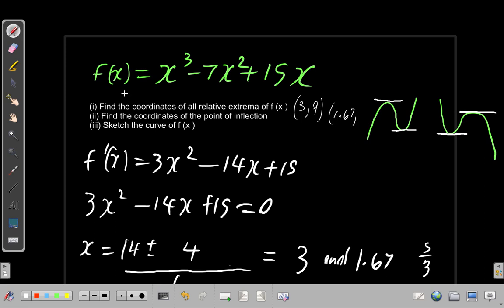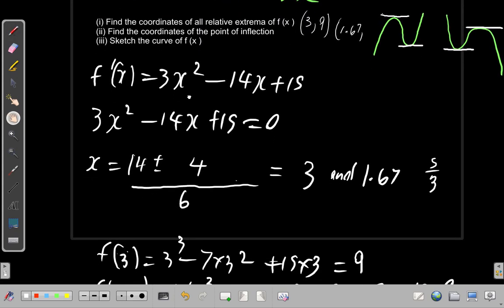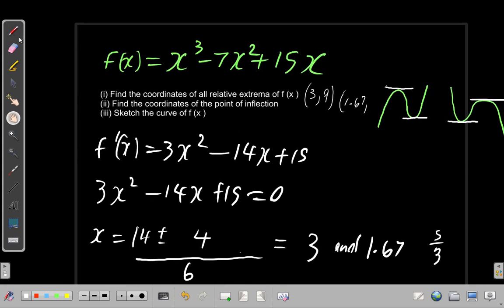1.67. What was the figure again? 10.19. So it's (1.67, 10.19). I'm going to have to remove part of this. So those are the locations of the stationary points, of the extrema. One of them will be a minimum point, the other one will be a maximum point.